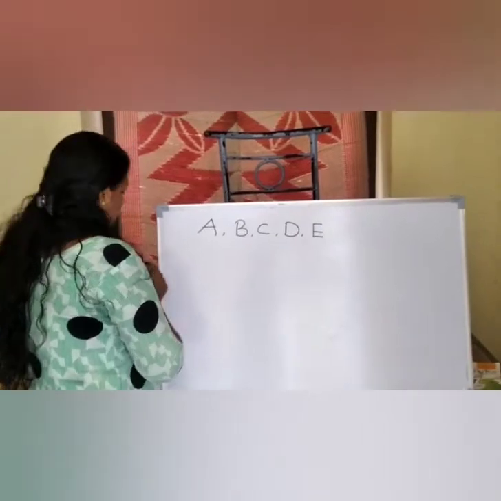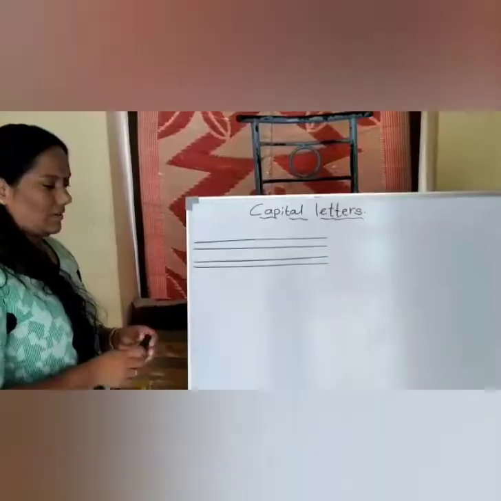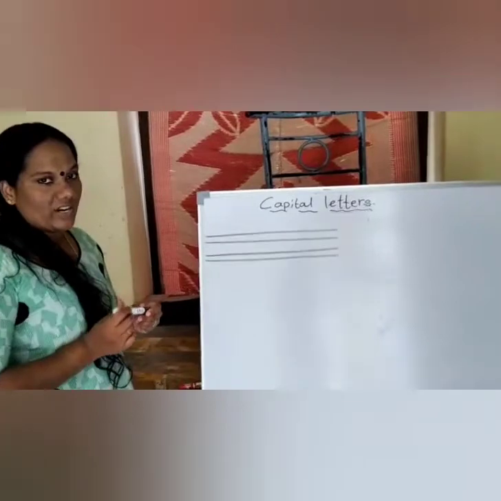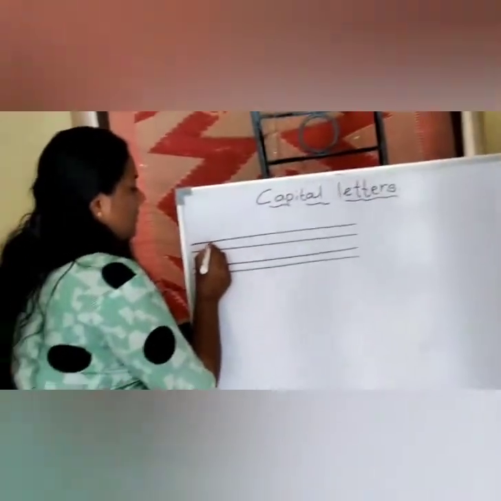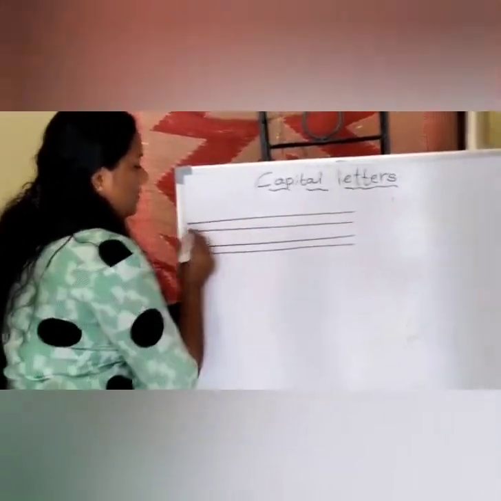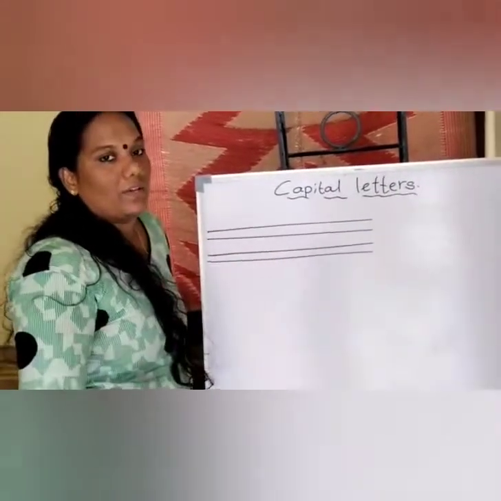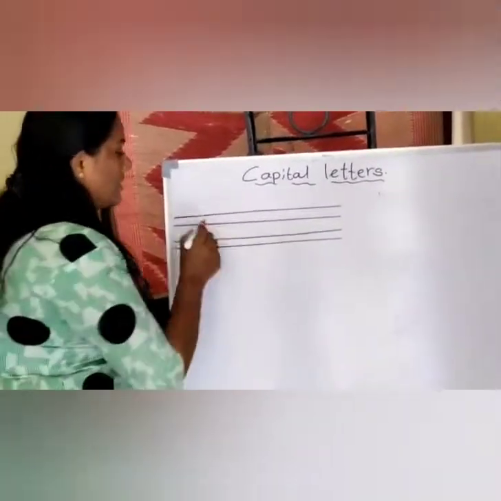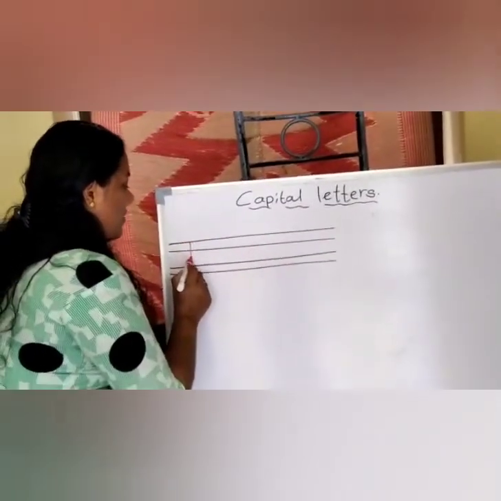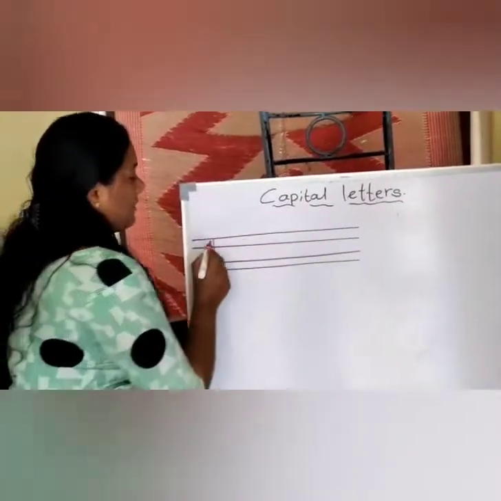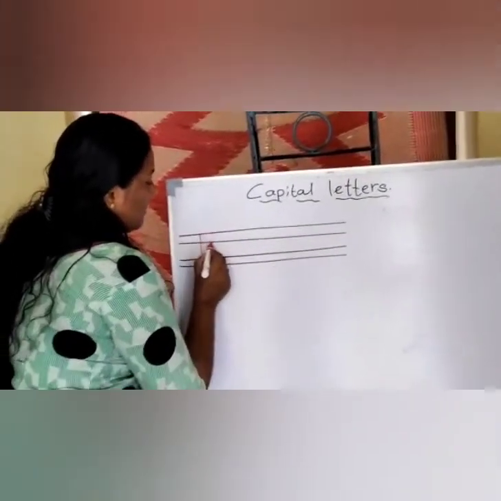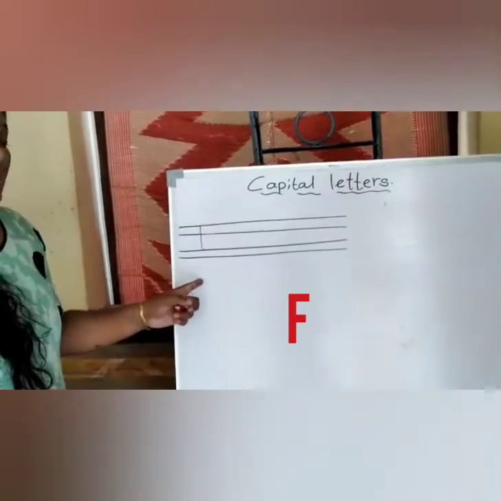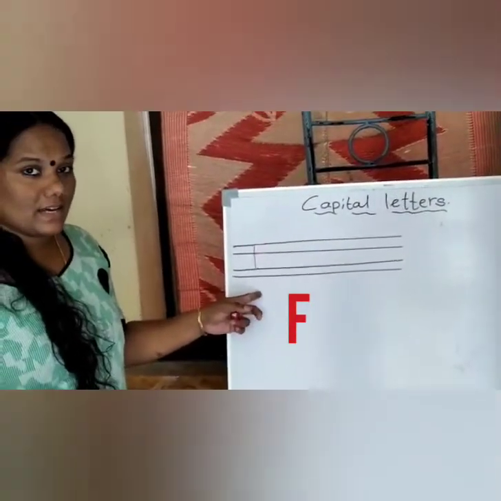What are the remaining letters you know? Okay, we can start. Listen here. F. How to write F? 1, 2, 3 dots. Okay, how many dots do we want to keep here? 3 dots. From up to down one line. From up, a small line, and in the middle, another small line. So what is the letter F?